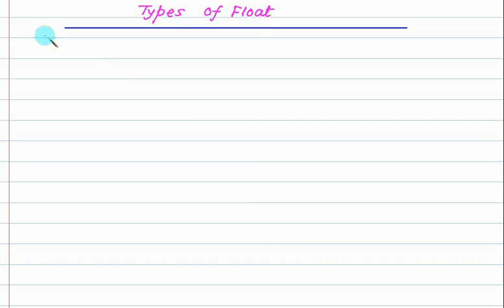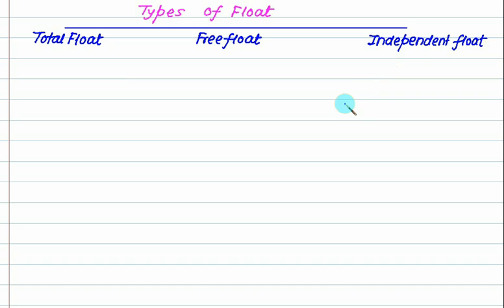There are 3 types of float. The first one is called total float. The second one is called free float. And the third one is called independent float. There is another type of float called interference float, but we'll introduce it later on. So we have 3 types of float.